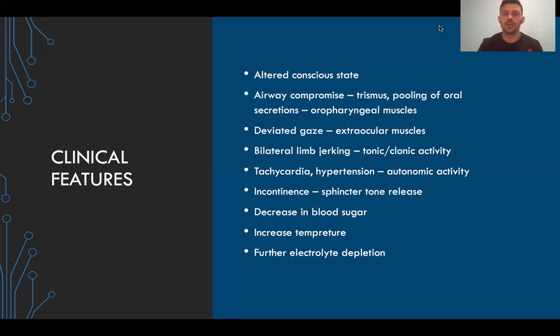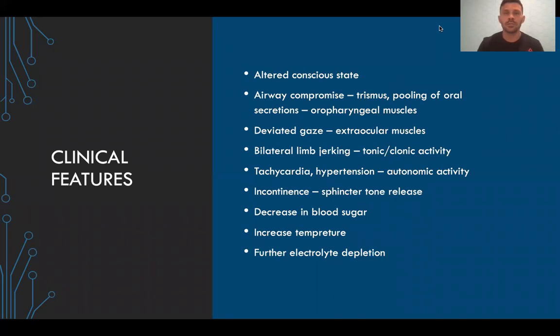Then we've got the classic tonic-clonic. So we're going to have that synchronous bilateral limb jerking activity. We'll generally see a tachycardia and hypertension. One reason is some people say that it's an increase in our autonomic activity. However, a normal human can generally tolerate or compensate for seizure activity in about 20 to 40 minutes. So what happens there is it increases cerebral blood flow by increasing our heart rate and our blood pressure, and causing cerebral vasodilation.